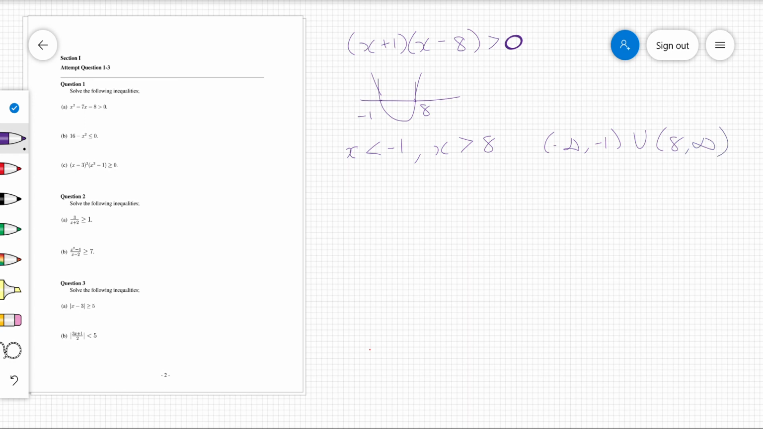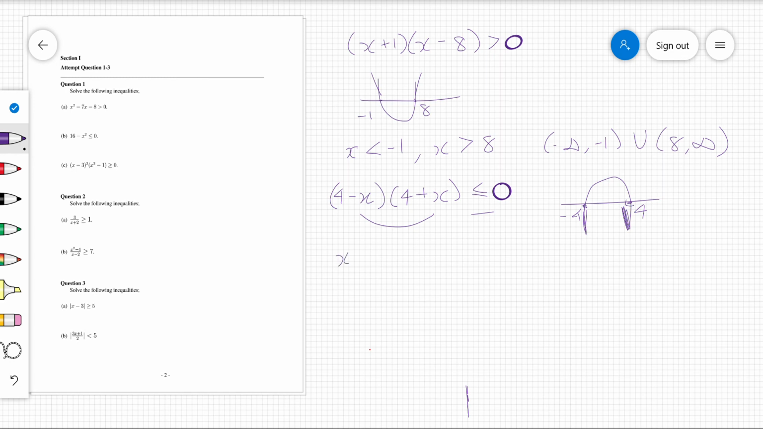All right, looking at B. So this one's 16 minus x squared, which we know is a difference of 2 squares. So I can factorize as so. And this one, we can see it's got a -x squared, so -x squared is an upside down parabola. We know that. And we've got a -4 and a 4 for our roots. So we're saying, where is this graph less than or equal to? So less than or equal to, and we've got the 4's as well.